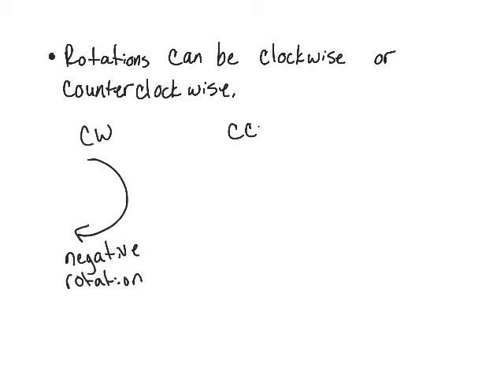Counterclockwise, CCW. That goes against the clock. It goes around like this. So that would look like this kind of an arrow, and those are our positive rotations, so that's our positive degree measure.